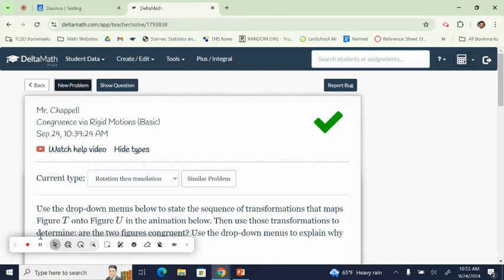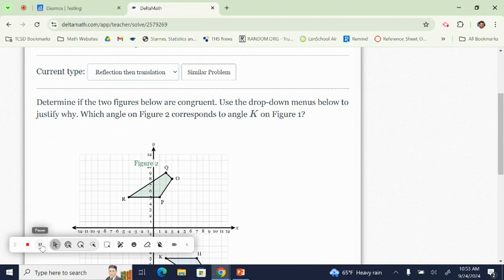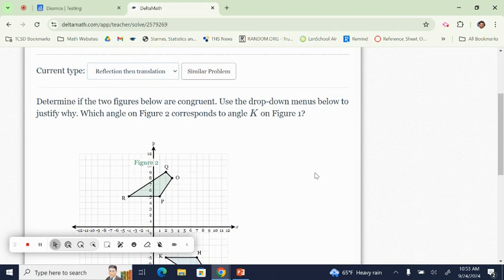Okay, I want to do one more problem with you. Okay, here's the second problem. So it's determine if the two figures below are congruent. Newsflash, they're going to be congruent. Okay, so they're going to be congruent. Use the drop-down menus below to justify why. Which angle on figure 2 corresponds to angle K on figure 1?